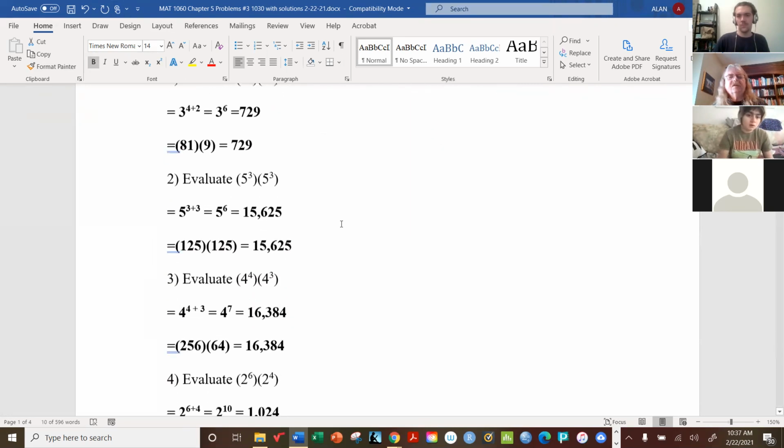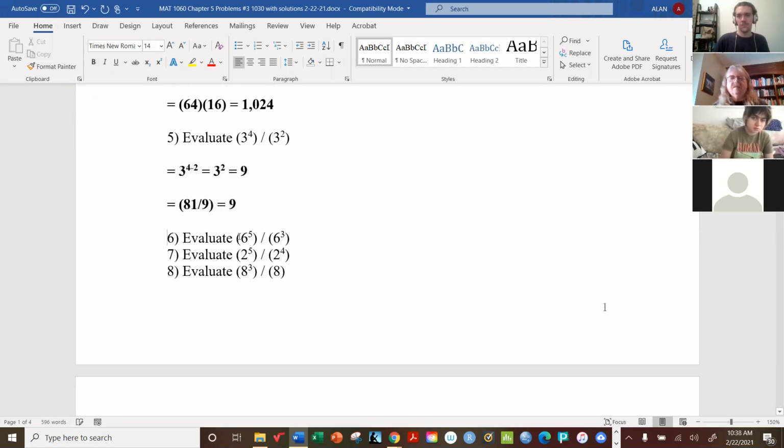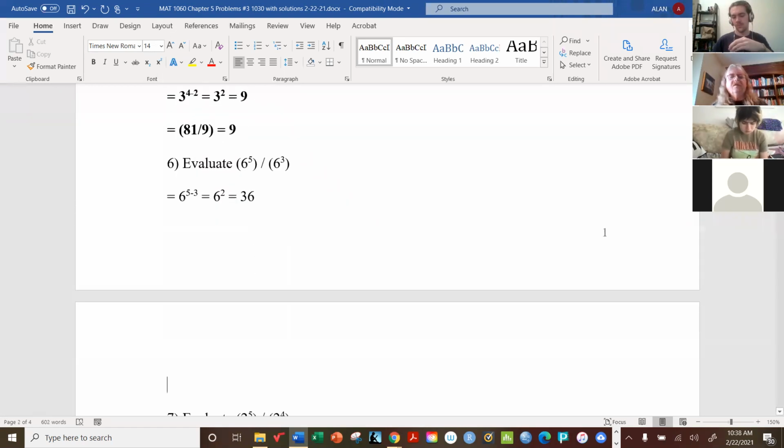Beautiful. All right. So far, so good? Yes. How about this one? So if we use the quotient rule, it's 6 to the 5 minus 3, or 6 squared, which is clearly 36. Or if you use the other approach, 6 to the 5th equals 7,776. And you're dividing that by 6 to the 3rd, which is 216. And indeed, if you divide those, you will get 36.